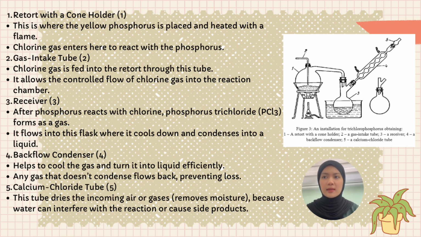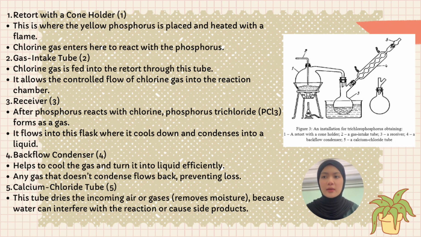Second, the gas intake tube. Chlorine gas is fed into the retort through this tube. It allows the controlled flow of chlorine gas into the reaction chamber. Third, the receiver. After phosphorus reacts with chlorine, phosphorus trichloride, which is PCl3, forms as a gas. It flows into this flask where it cools down and condenses into a liquid.